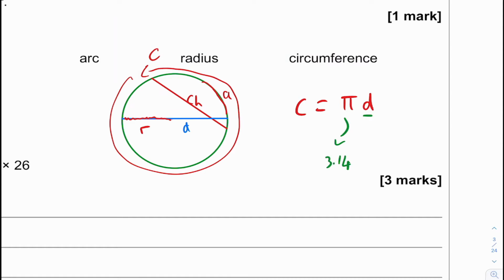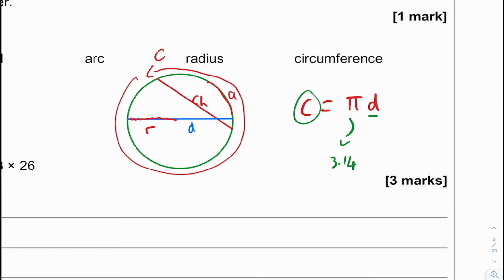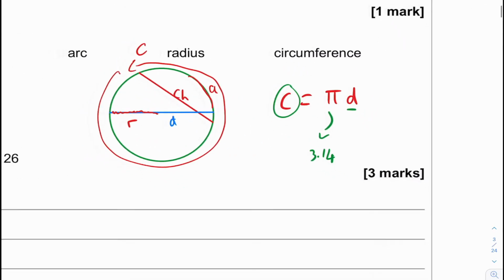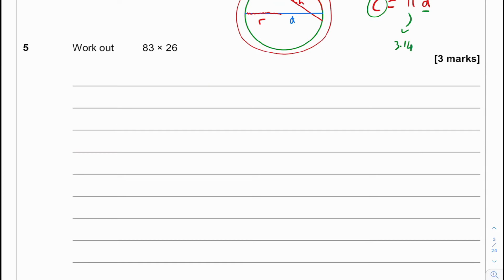So we're multiplying D by 3.14, so it's always going to be bigger. The circumference is always going to be bigger than the diameter because of this. And just from observation, we can see the circumference of any circle is going to be bigger than the diameter. So a bit of a long way to get there, but I hope the explanation was useful. The answer is circumference. Next question, we need to work out what 83 times 26 is.